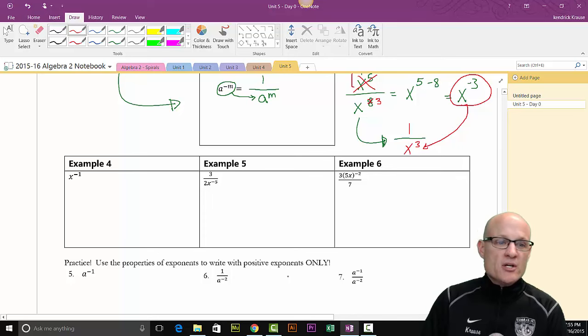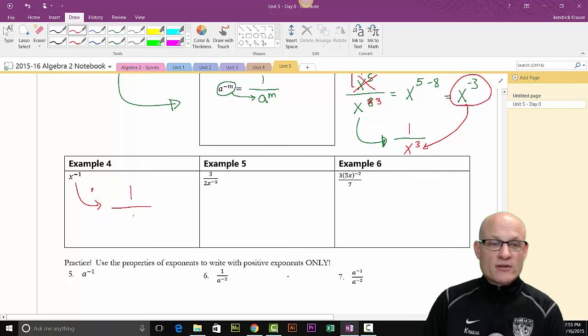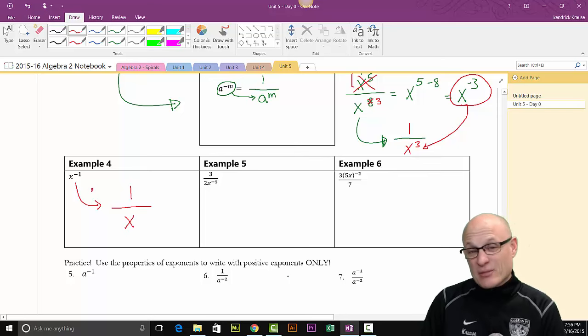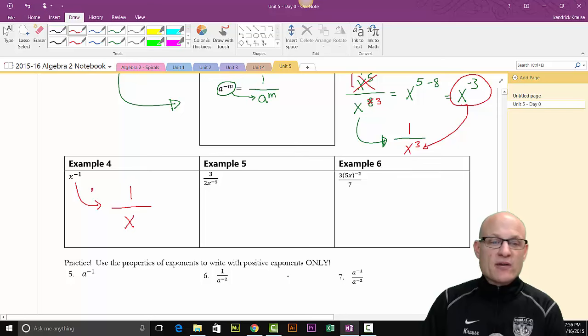That's your rule. That's the new rule. So if I just have x to the negative 1, simply that is 1 over x. X to the positive 1, but I don't need to put that there. Now, you got to be careful. Check this out.